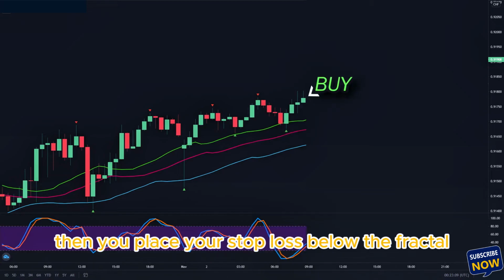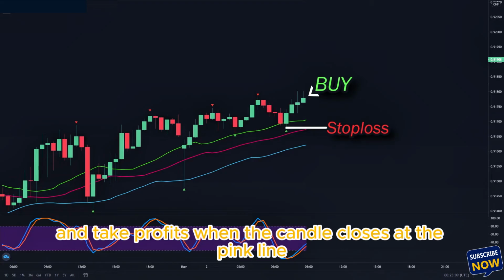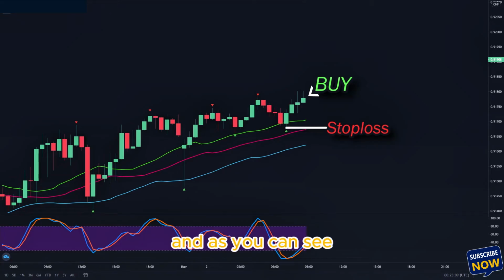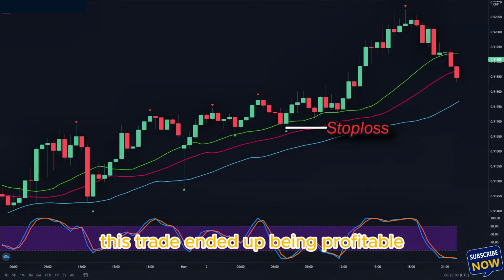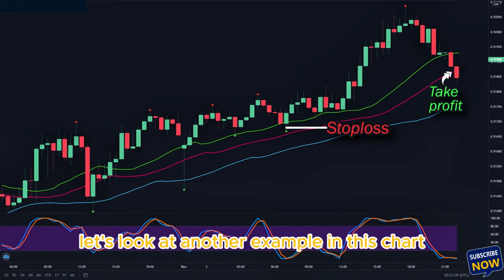Then, you place your stop loss below the fractal and take profits when a candle closes at the pink line. And as you can see, this trade ended up being profitable. Let's look at another example.